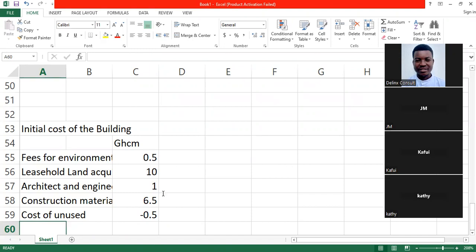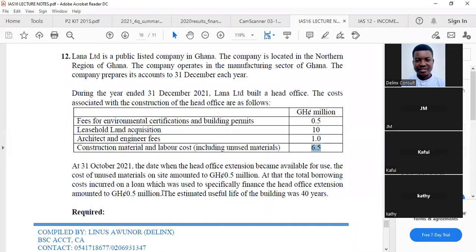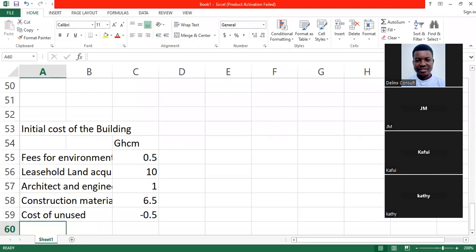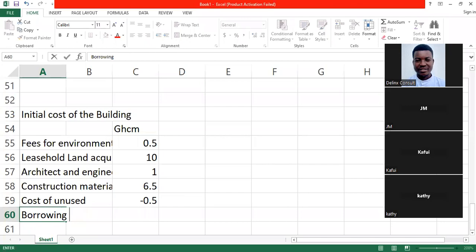The next one is what? At that date, the total borrowing cost incurred on the loan which was used to specifically finance the head office extension amounted to 0.5. We are incurring this interest as a result of taking the loan to construct the building. Therefore, the 0.5 should be added to the cost of the building. You can name it borrowing cost, anyhow you want to name it. The only thing is the 0.5 should come. If you want to name it your own name and put a 0.5 there, we don't have any problem.